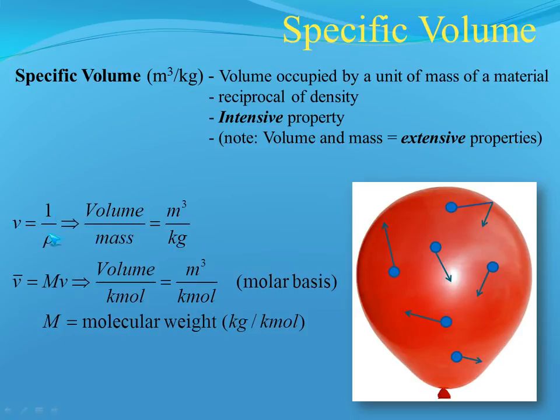Specific volume is denoted as a lowercase italicized v. So v is equal to 1 over rho. Specific volume is equal to 1 over density, so it's meters cubed per kilogram.